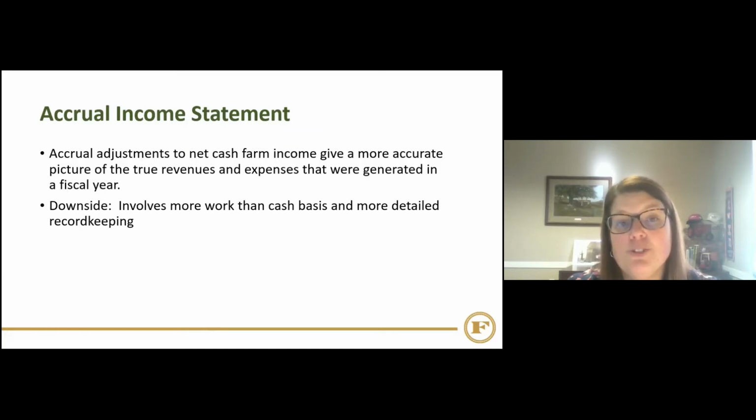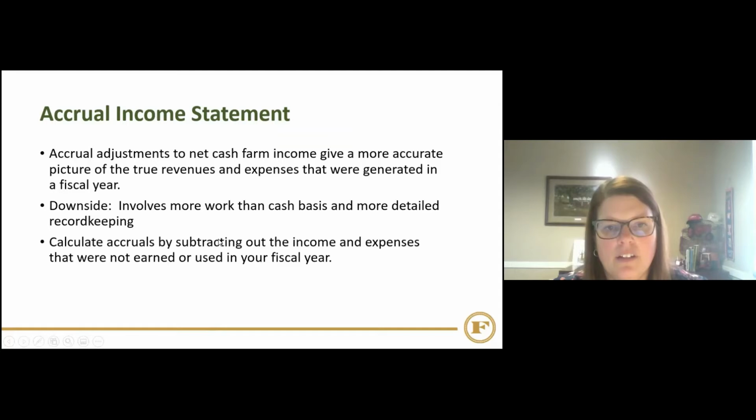You're going to need to know when that revenue was earned, and you're going to need to know for what year that expense was for. You make your accrual adjustments by subtracting out or adding in the income and expenses that were not earned or used in your fiscal year or the time period you are covering. So again, this is more complicated, but it is way more accurate, and you're about to see why.